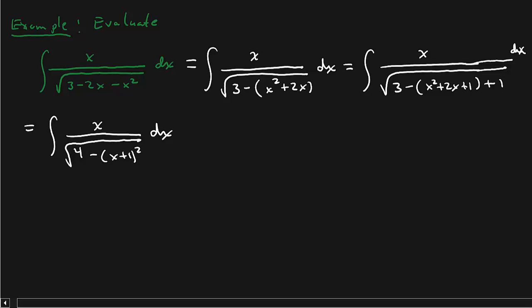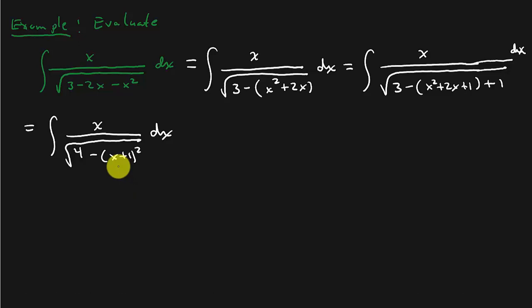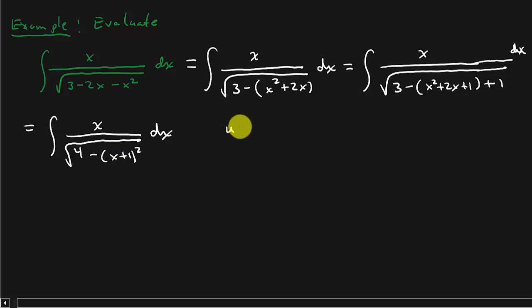All right, so still it doesn't quite look like it's supposed to. I mean, if it was 4 minus x squared, that would be nice. But what I can do here is use u-substitution right here. So I'm going to let u equal x plus 1. So du is equal to dx. So the x plus 1, I can replace that with u. The dx, I can replace that with du.